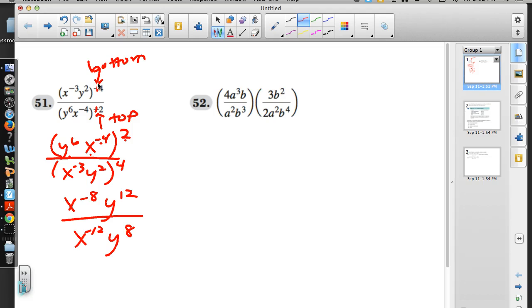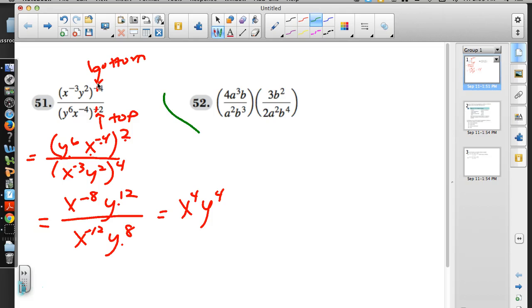Now finally, this is division. With division, we need to subtract the exponents. Negative 8 minus a negative 12 is negative 8 plus 12, which is x to the 4th. And then y to the 12th divided by y to the 8th, again we subtract, and we get x to the 4th, y to the 4th. No worrying about absolute value here, because we're not using radicals in these problems.